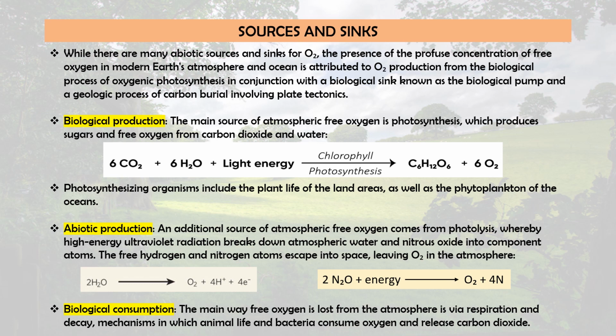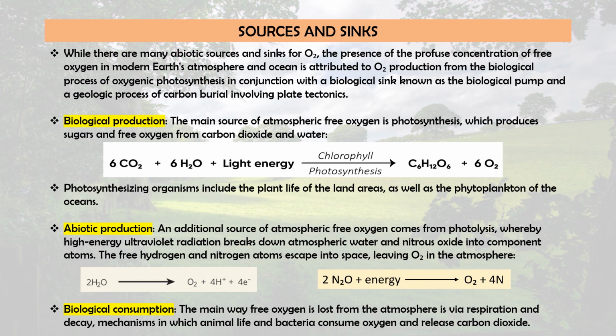So we will discuss some processes where we get oxygen. First is biological production. The main source of atmospheric free oxygen is photosynthesis, which produces sugars and free oxygen from carbon dioxide and water. So the photosynthesizing organisms like plants and phytoplankton in the ocean, they all give out oxygen as a byproduct due to the process of photosynthesis. So oxygen is now freely available for others to inhale.